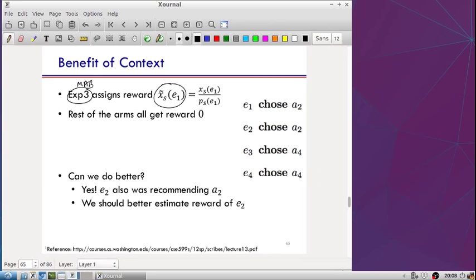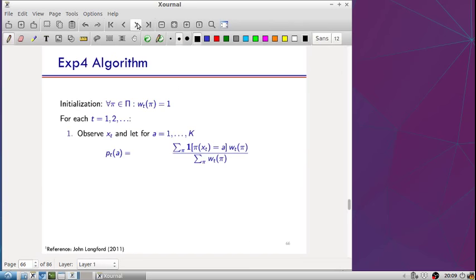So I'm saying that because multiple policies can say the same action, and that action yielded a reward, you should actually backtrack and say that even the second policy also got a reward. That's the idea. We should better estimate the reward of A2 than set the reward of the second policy, or second arm, to be 0. That's the key idea here.